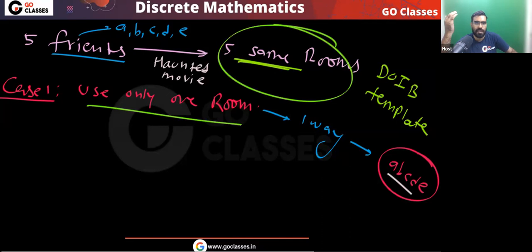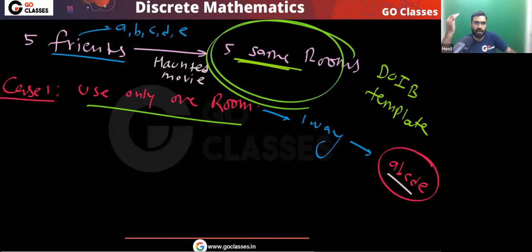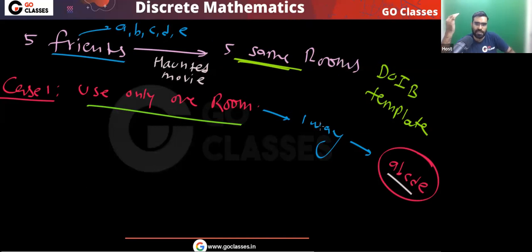Why one way? Why not 5? Can I say they are using one room, so there are 5 ways because there are 5 rooms? No, all are same rooms. All the rooms are same, so you can use any room. That is the reason only one way.